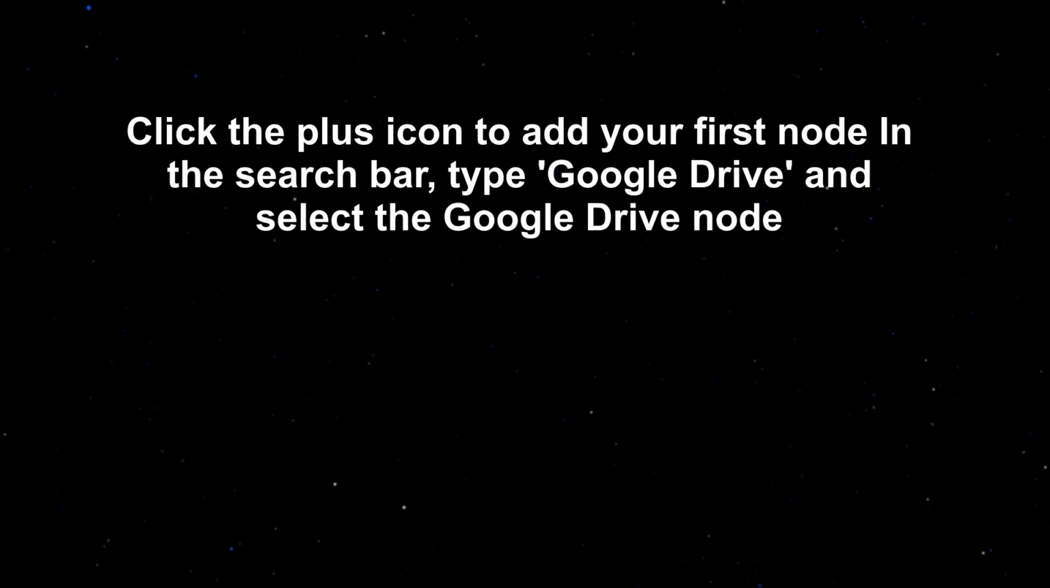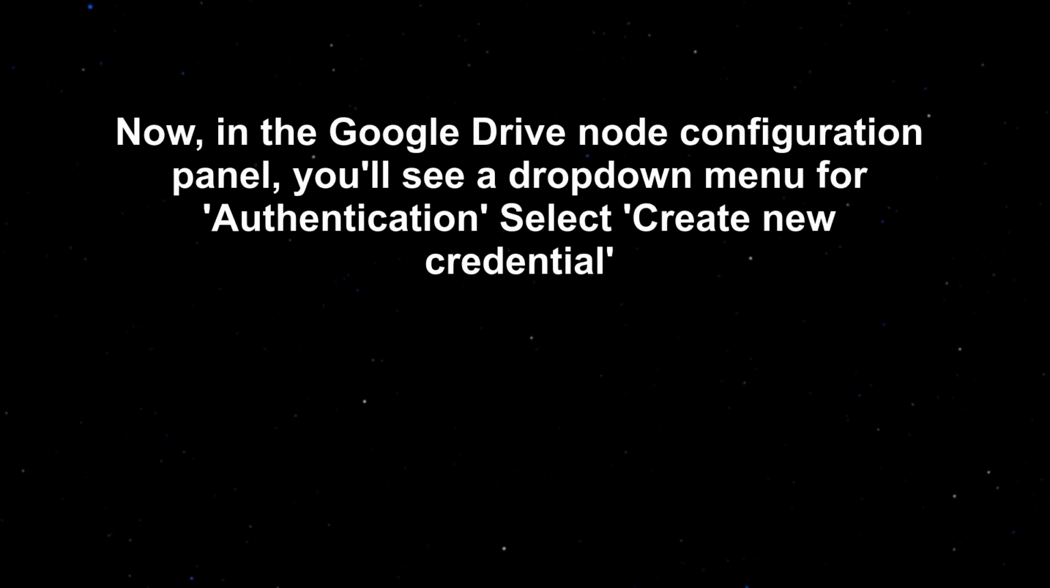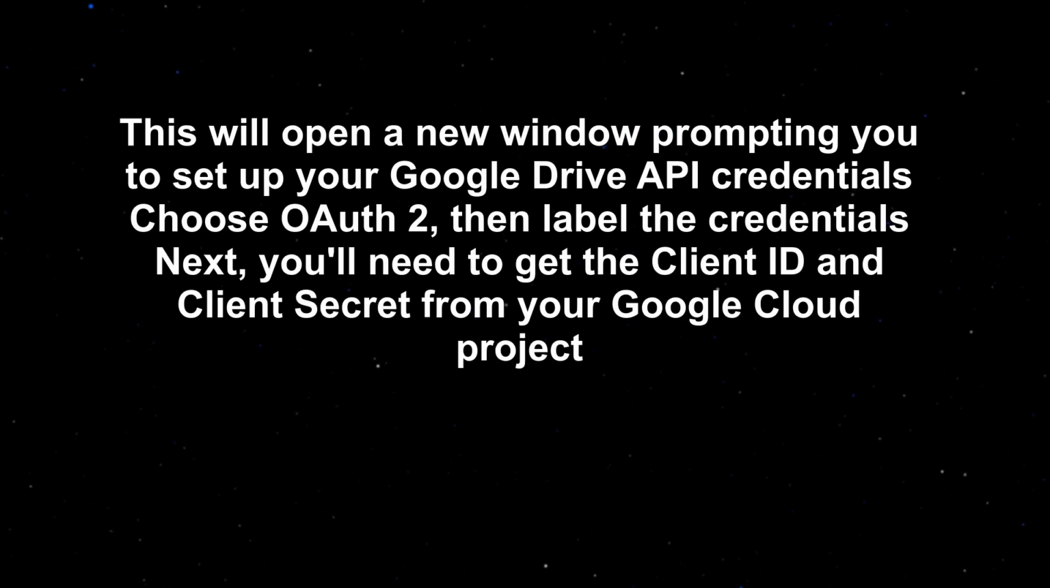Click the plus icon to add your first node. In the search bar, type Google Drive and select the Google Drive node. Now, in the Google Drive node configuration panel, you'll see a drop-down menu for authentication. Select Create New Credential. This will open a new window prompting you to set up your Google Drive API credentials. Choose OAuth2. Then label the credentials.